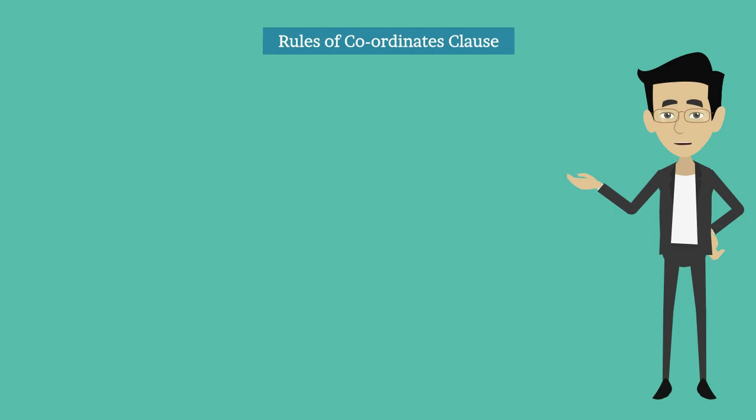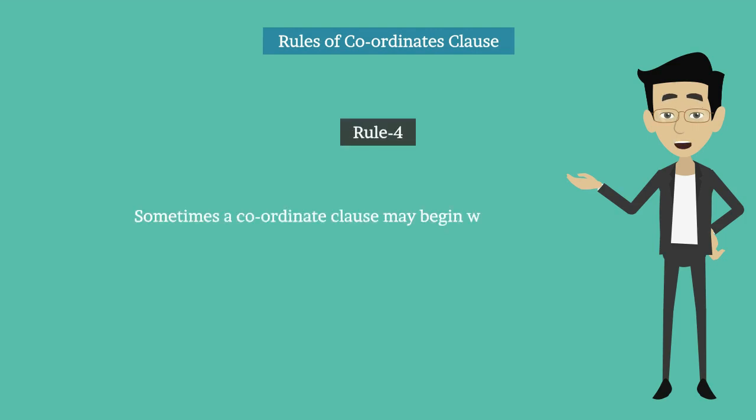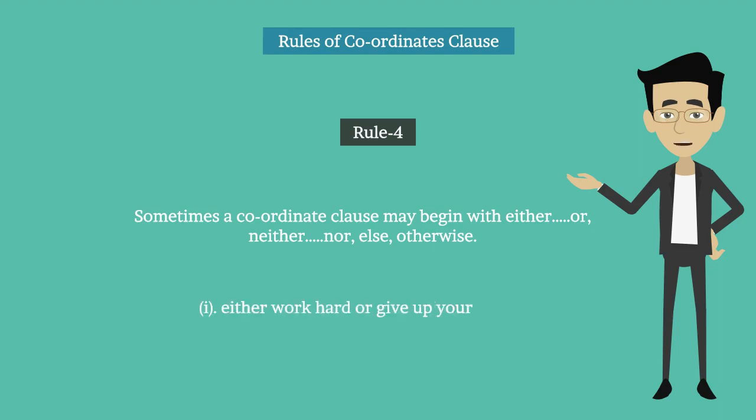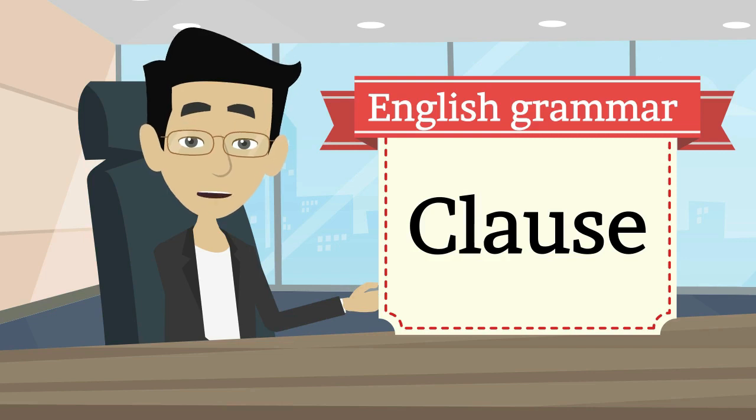Rule number 4. Sometimes a coordinate clause may begin with either, or, neither, nor, else, otherwise. For example, either work hard or give up your studies. Second one, neither you nor your father will get any help. So this is all about clauses and their rules.